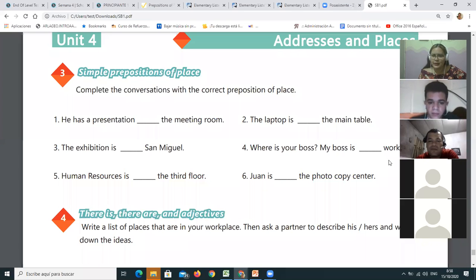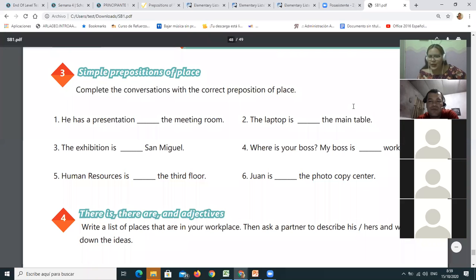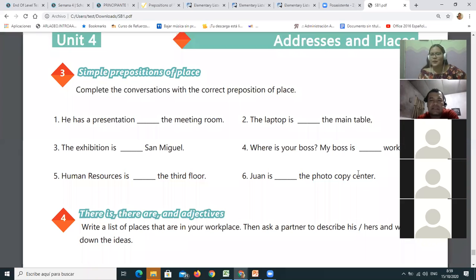My boss is... at work, not in the work. We are going to say at work. Yeah, my boss is at work. Yes, that is an expression already created in English. You use it like that, at work. I'm at work. You are at work.